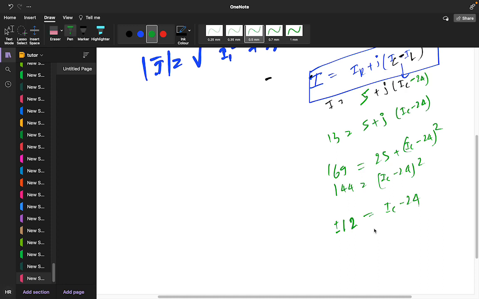Now if you add 12 and 24, one IC value is 36, and if you subtract, you get an IC value of 12. So two values are coming, 12 or 36. So the IC value will be either 12 or 36, not 13. 13 will not be the correct answer.